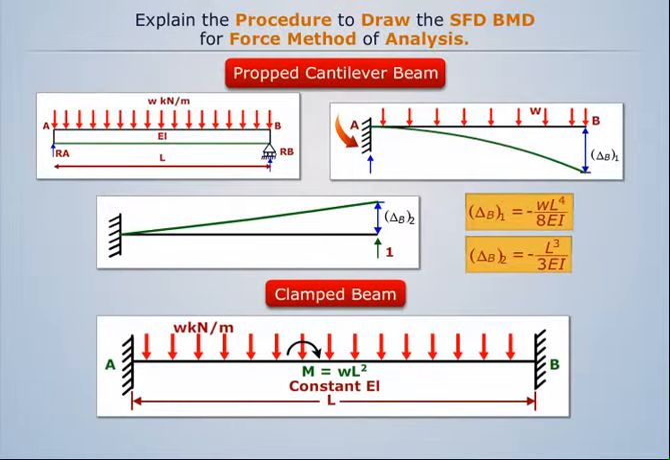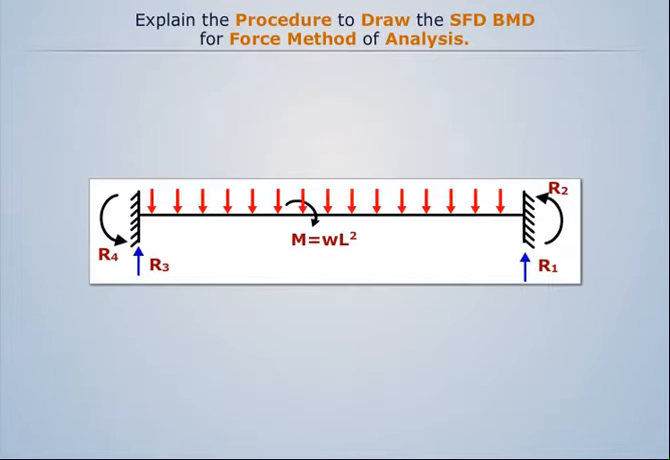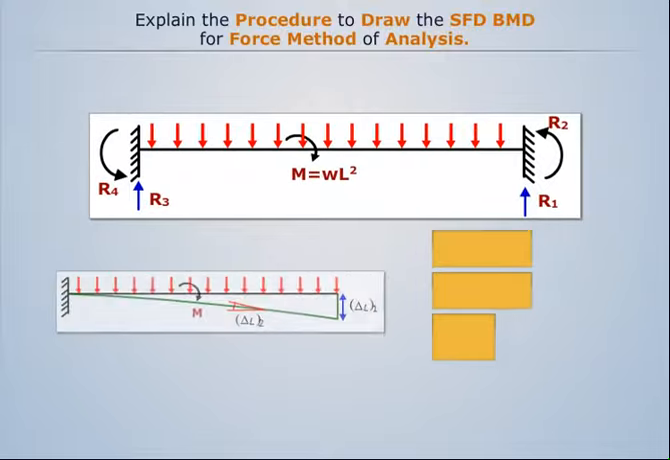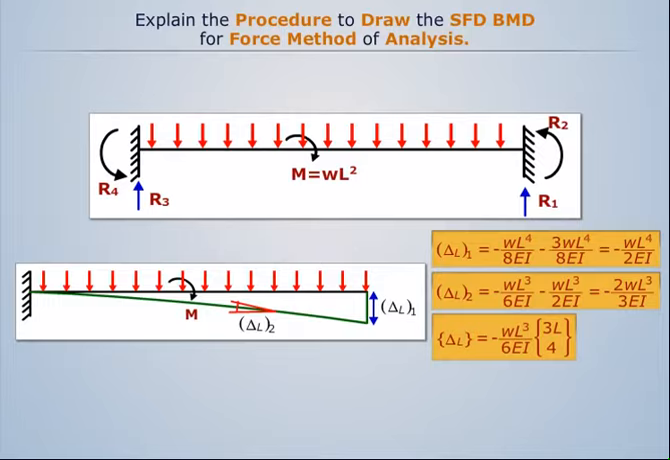Let's take an example of a clamped beam of constant flexural rigidity. The beam is loaded with uniformly distributed load W and a central concentrated moment M. Here, support reaction R1 and support moment R2 at B are the redundant reaction components. The transverse deflection and slope at B after releasing redundants will be.